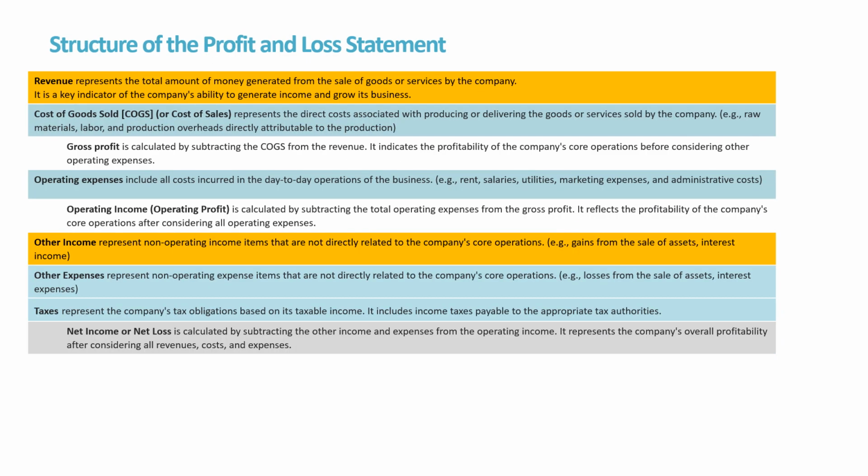Let's see what we have in this PLN statement. It's essential to recognize that the structure can vary depending on the type of business and its specific requirements. But let's begin with the fundamental elements commonly found in a PLN statement. At the very top of the statement, we have revenue. This represents the total amount of money generated from the sale of goods or services by the company. It's a pivotal indicator of the company's ability to generate income and foster business growth.